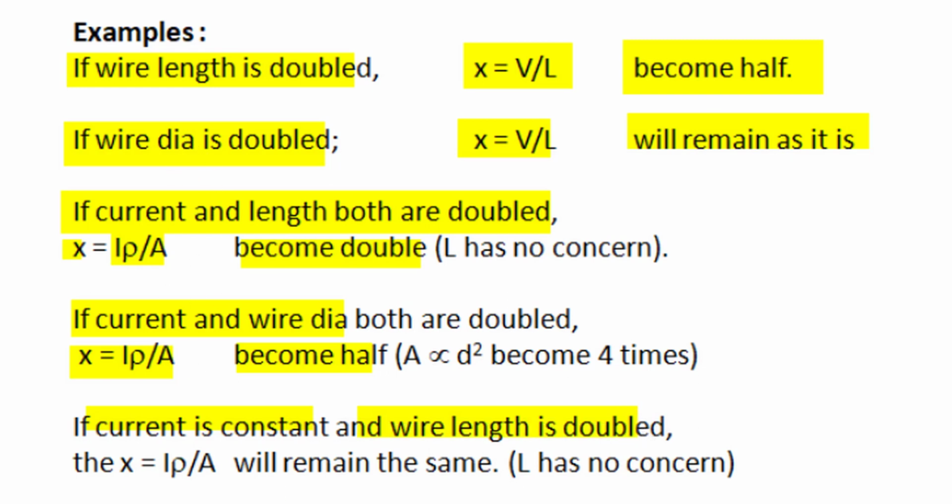In the next example, current is constant and wire length is doubled. Since current information is given, the potential gradient is I rho by A, and in this relation length has no concern. Current is the same, rho and area are also the same, so potential gradient will remain the same as L has no concern in this calculation.